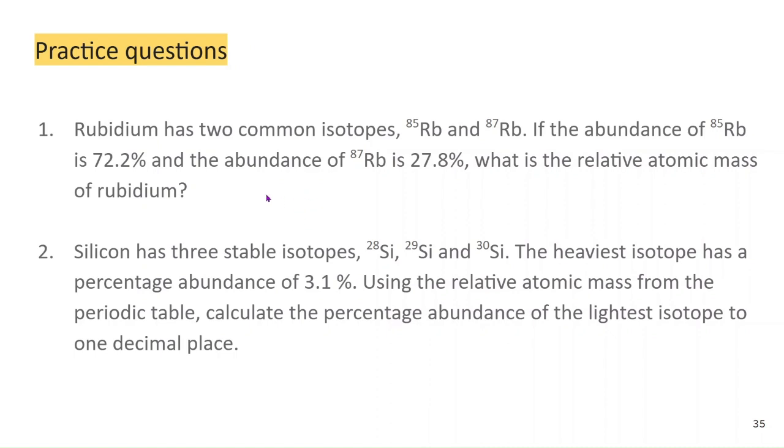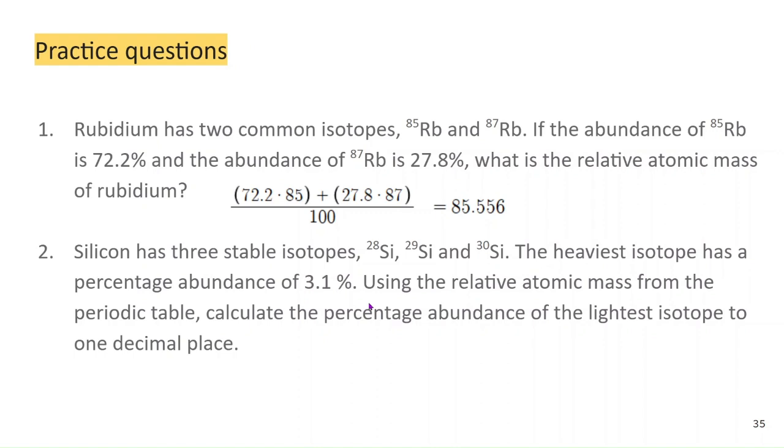Okay, so throw this up on there. You should have followed the same procedure. 72.2 is our percentage, that's times rubidium-85, plus 27.8, that's our percentage of rubidium-87, divided by 100, which gives you 85.556. All right, let's do number 2.